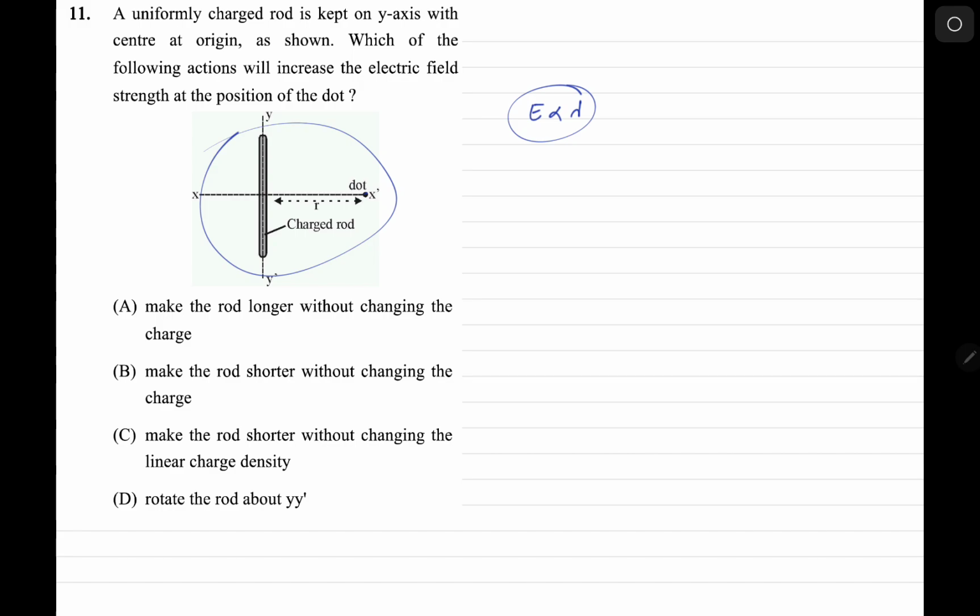So that's what we can use just to choose the correct option, because I don't think we need to derive something here. E is directly proportional to lambda, so to increase E we just need to make sure that lambda increases. Now see the options, how can we increase lambda? Make the rod longer without changing the charge. Lambda is q by length, so if we increase the length, lambda will decrease. So this is not correct.